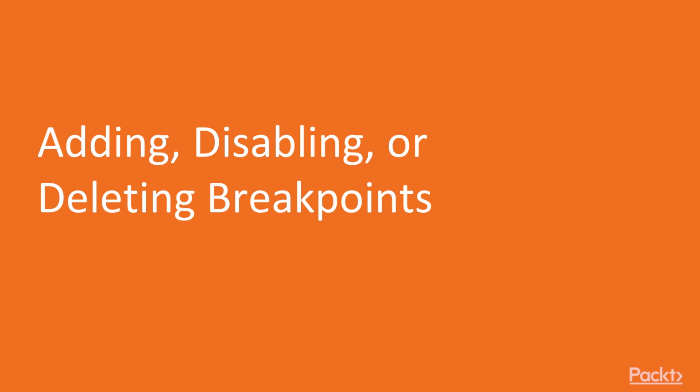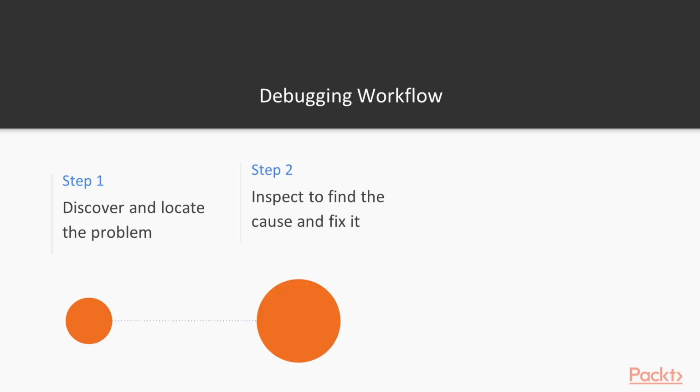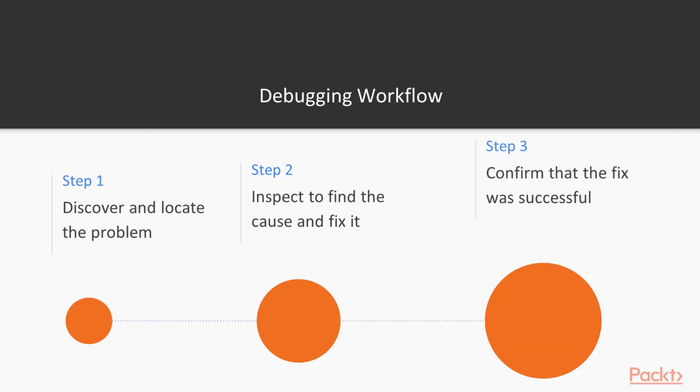your requirements. So in any debugging workflow, we have a number of steps. Let's divide it into three simple steps. The first step is to discover and locate the problem. The second is to inspect and find the cause to be able to fix it. And the third and final step is to confirm that your fix was indeed successful. And most of these steps require you to debug the application.